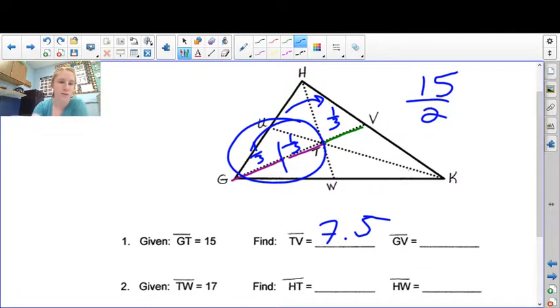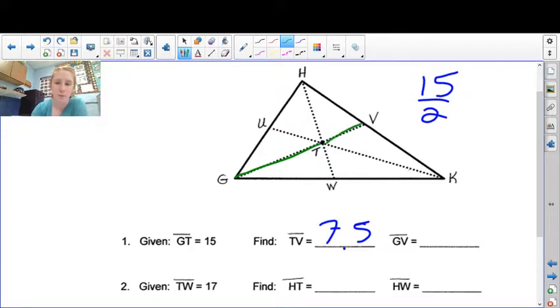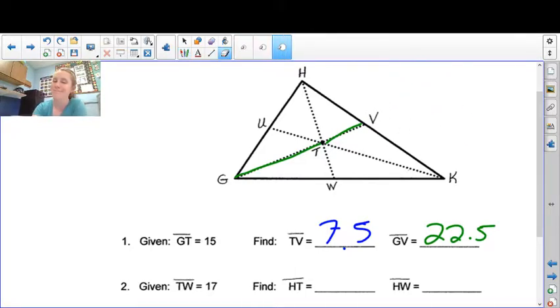So then to get to GV, oh, that's not what I wanted to do. To get to GV, I'm going to have to, unfortunately, erase all my pretty colors, and take my 15 plus my 7.5, which gives me 22.5. That's what happens when you're not truly prepared. It's okay. I had to just go back and read a second. See, reading gives us answers.